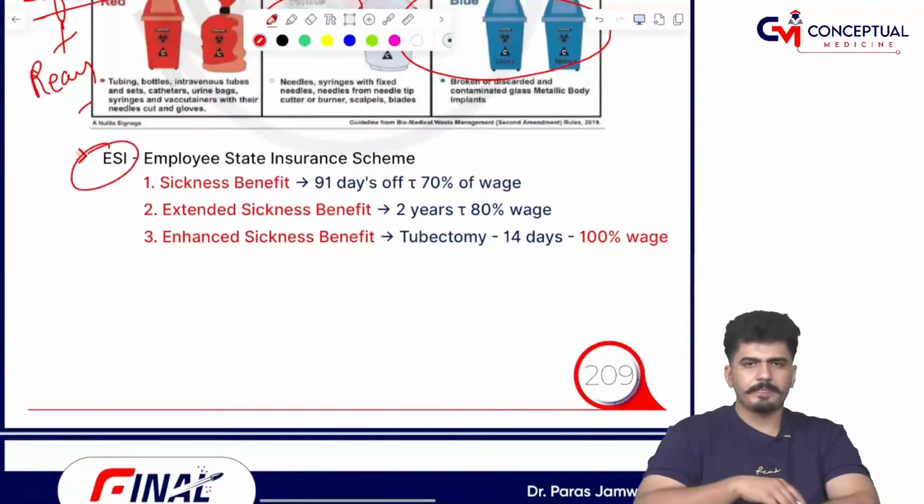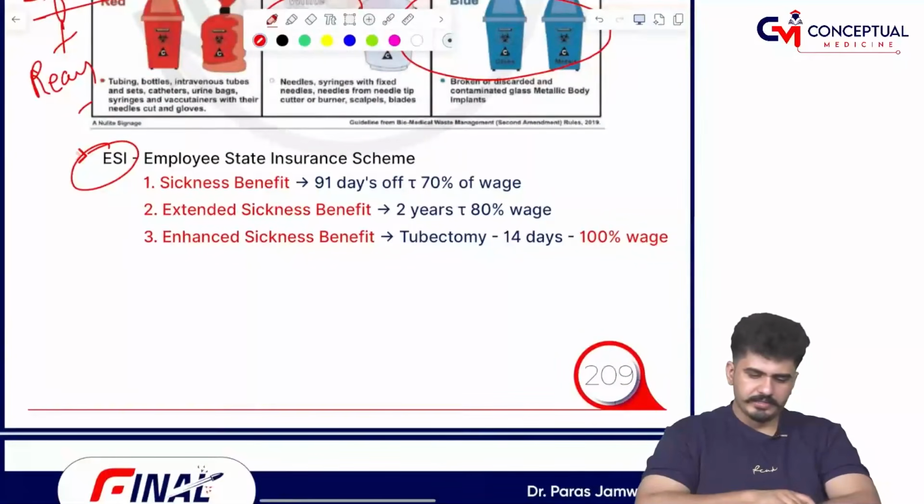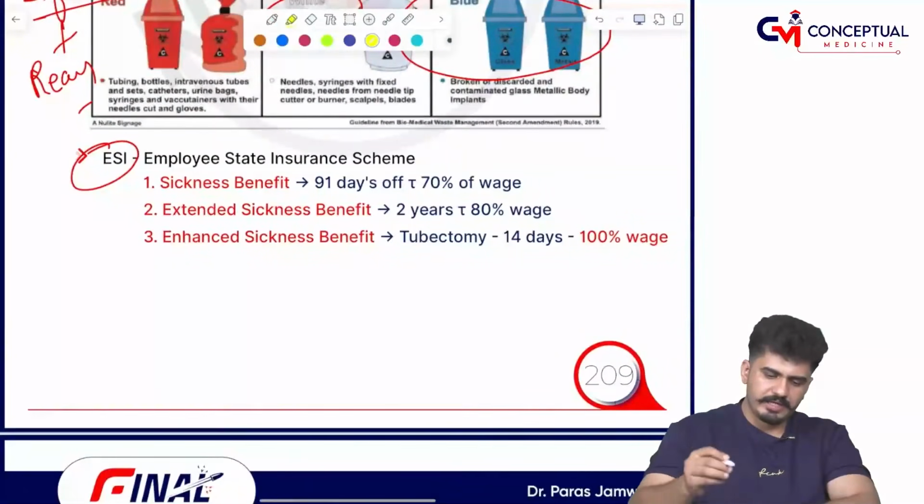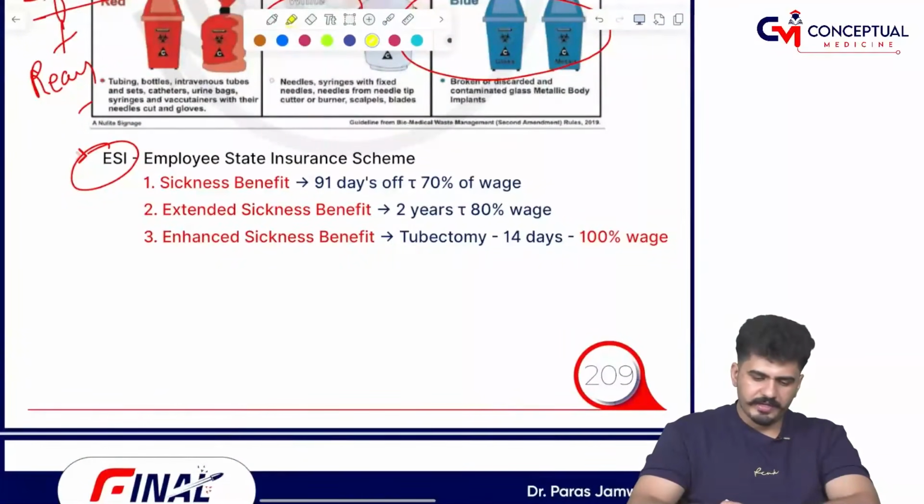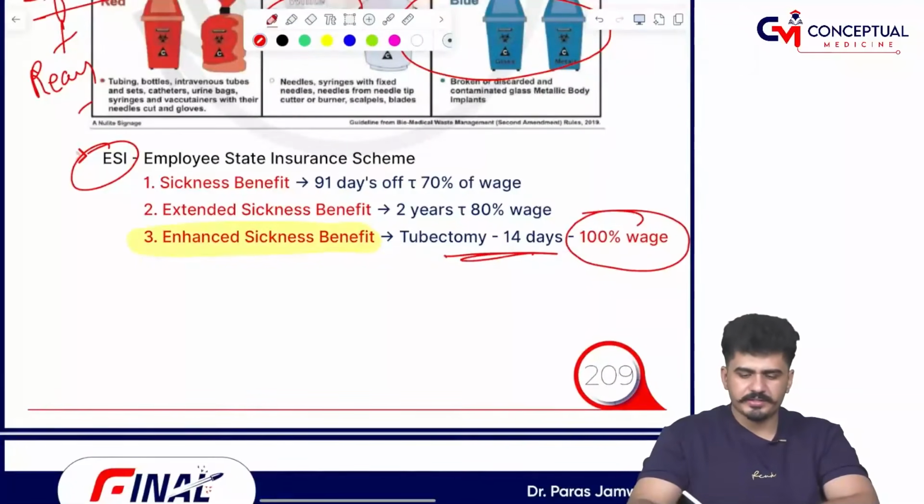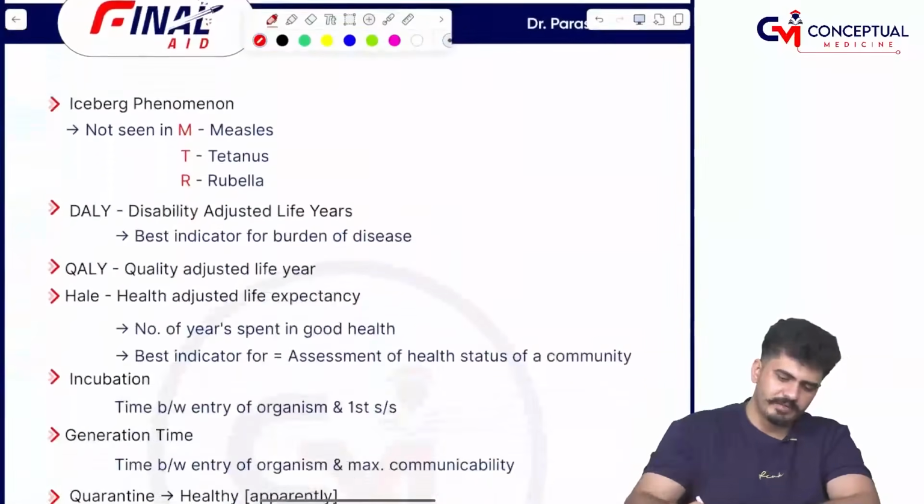Now ESI, employee state insurance scheme, which is giving a leave. In this, only one leave is very important, enhanced sickness leave. For tubectomy, it is giving for 14 days to female for 100% wages, and in vasectomy, it is giving to male for 7 days with the 100% wages, sir.